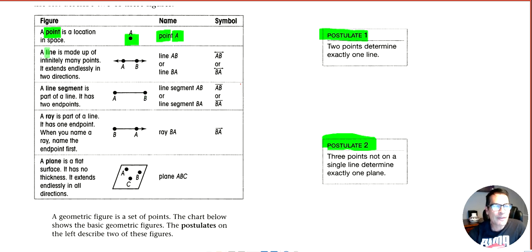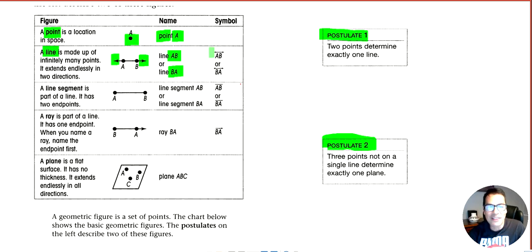Now, the next geometric figure is called a line. A line has an infinite number of points, and it goes forever in two directions, right? Two directions. You know something is a line if you see that it's got a direction here, a direction here, and that arrow means it goes to infinity, in this case to the left, infinity to the right. A line can be named by 2 points on that line, and in this case we can name that line AB, or we can name it line BA.